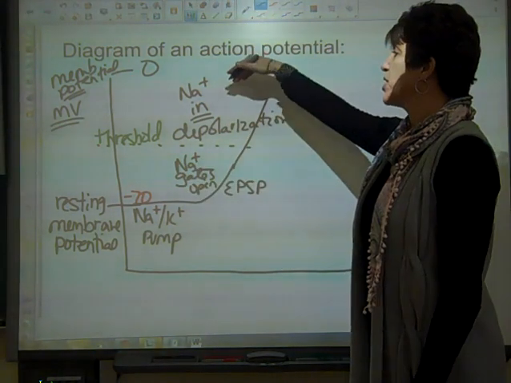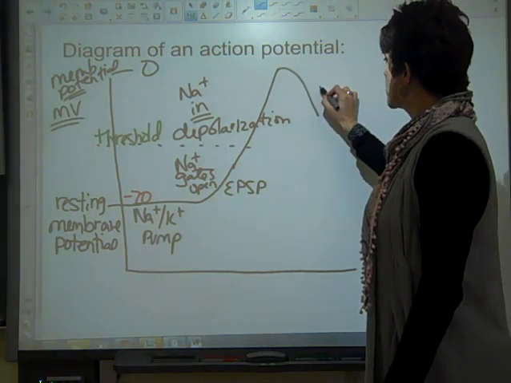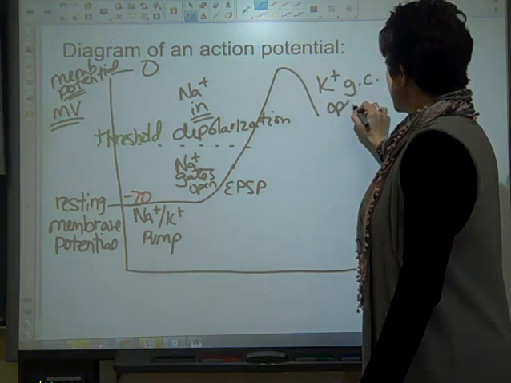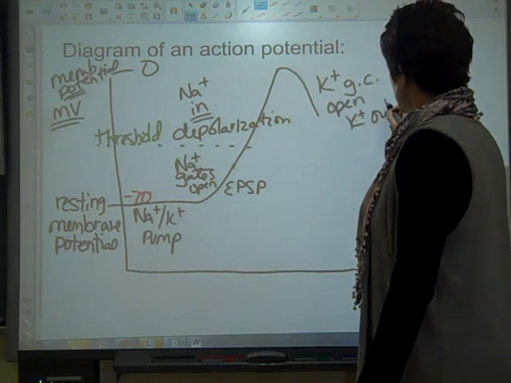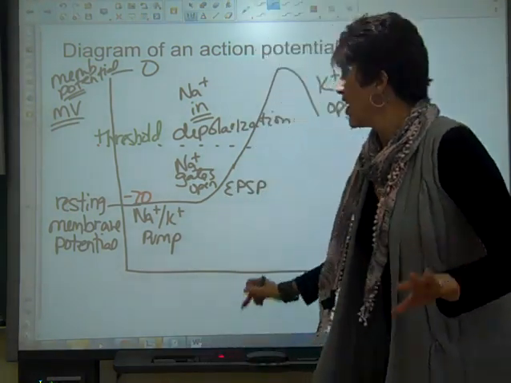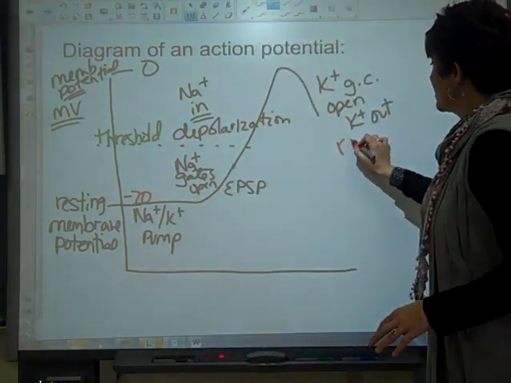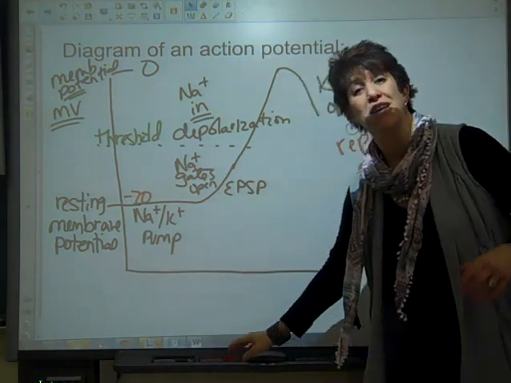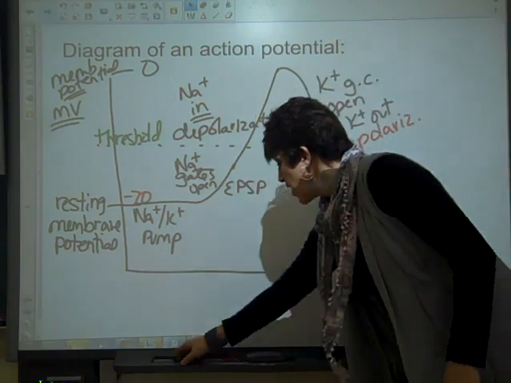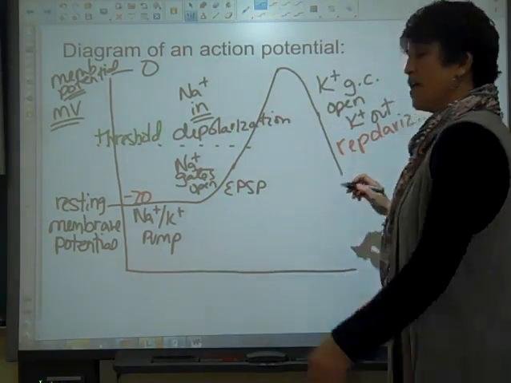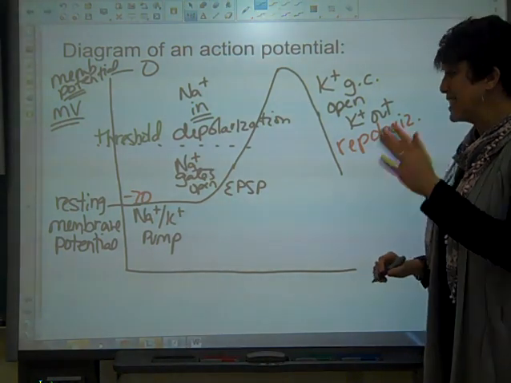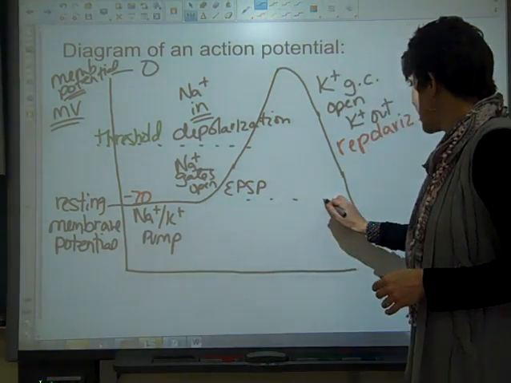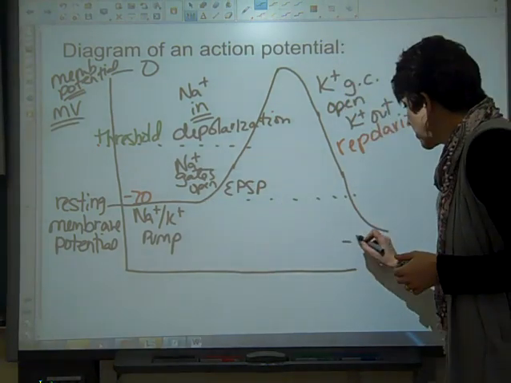In response to sodium moving in, potassium starts moving out. So potassium gated channels open and K+ goes out. This is not depolarization. This is repolarization. Repolarize means let's get back to a difference in charge. So, keeps going, keeps going, keeps going. The sodium channels have closed. The potassium is closing, but it often goes lower. You'll notice my negative 70 is right here. This could go to negative 80.